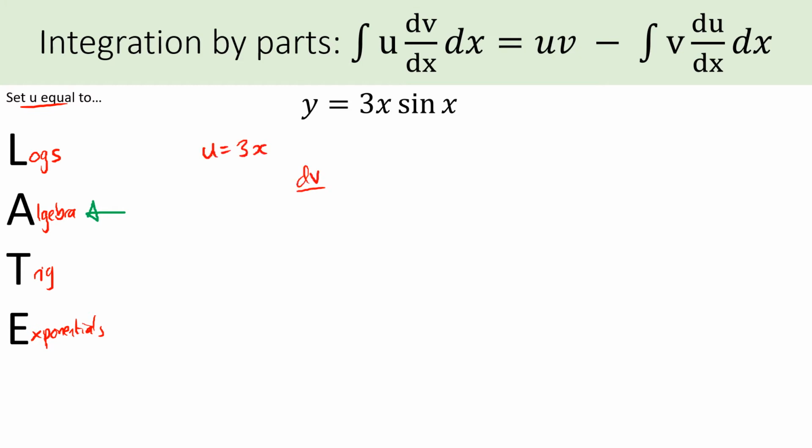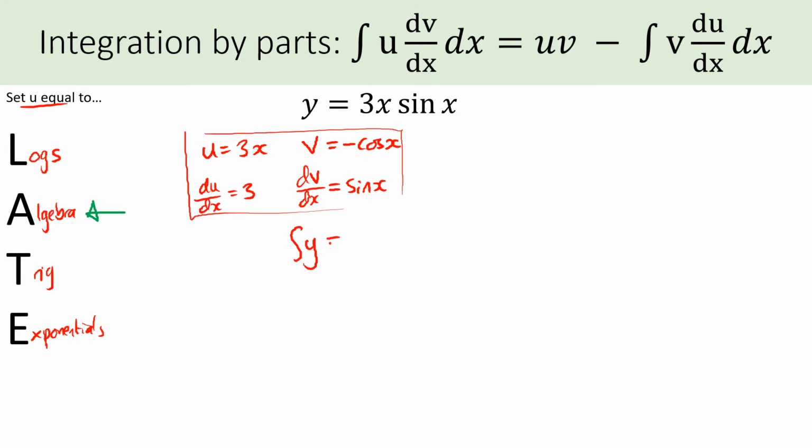And whatever the other thing is, that's our dv/dx. That's our sine x. After that, it's dead easy. We just run through the process of differentiating u and integrating dv/dx, so it's going to go up to minus cos, and then taking those values and putting them into the formula. So the integral of y is going to equal uv, so minus 3x cos x, minus the integral of v du, so that's going to be minus the integral of minus cos x times 3.